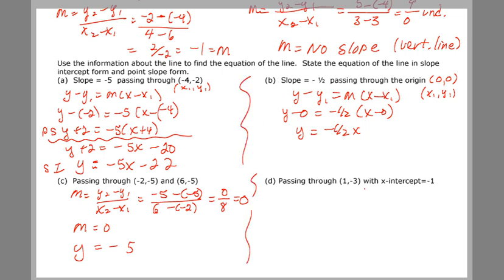Finally, let's look at this last one. It's going through the point x1, y1. I'm not given a slope, but I am given another point, which is an x-intercept of negative 1, 0. So I have 2 points. 1, negative 3, 1 point. Negative 1, 0, my next point. So let's go ahead and use the slope formula to calculate the slope.